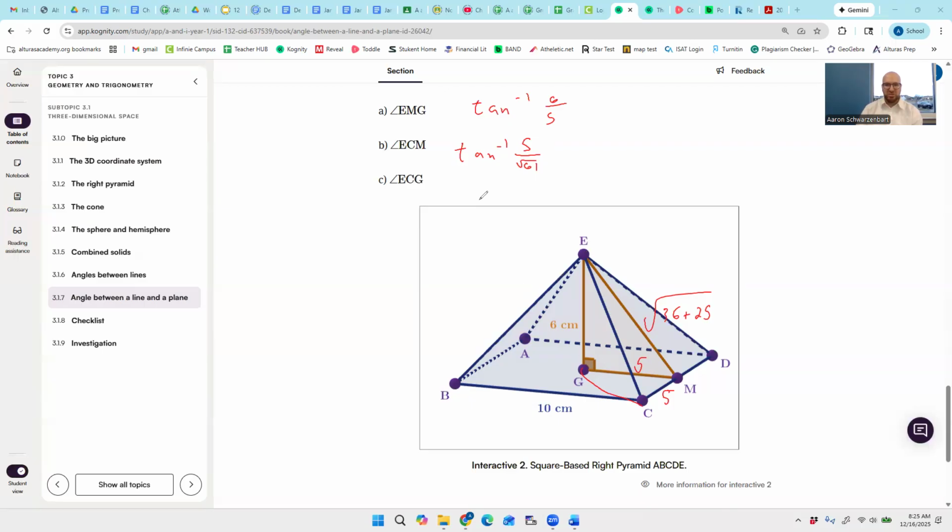We can use Pythagorean theorem for EC, or for GC. Can't we also do it for EC? You could do it for EC because we now know those two. And then if you did that, you'd want to do an inverse sine. But this one, 5, 5, 5 square root 2, that one becomes very easy.